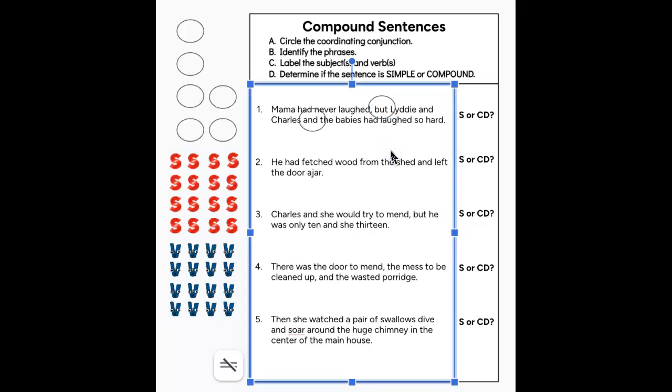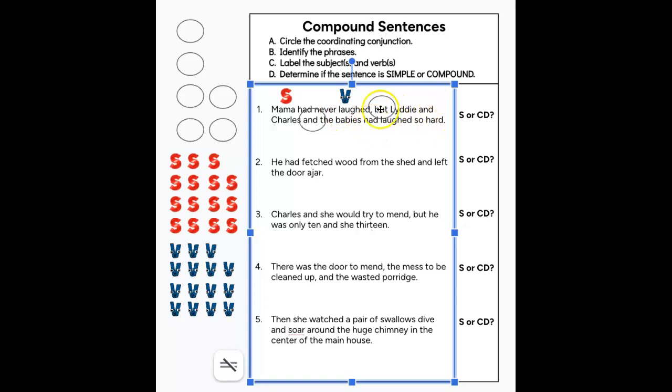So now I need to go through my process, and I'm going to look for any phrases. I don't see any phrases in here. So now I have to look on the left side before the comma conjunction. It says, Mama had never laughed. If I want to find my subject and verb, sometimes I think it's easier to find the verb first. That's the action that's happening. Laughed is the action. And then I can find the subject by saying, who laughed? Or in this case, who never laughed? That would have been Mama. So I've got a subject and a verb on the left side of the comma conjunction.